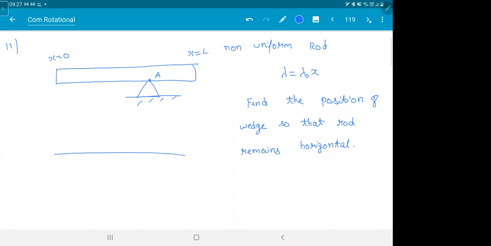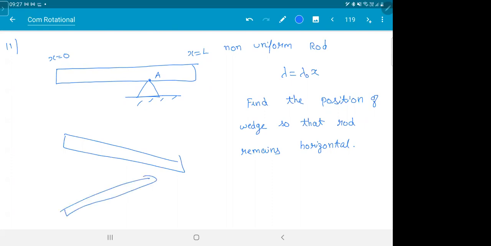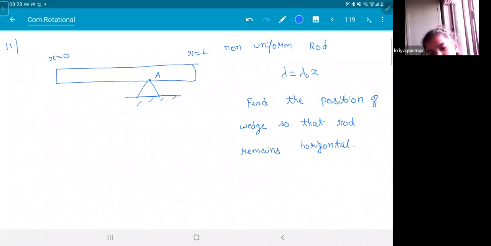Meaning, if you don't keep it at a proper place, it can become like this, or it can become like this. There is one place where it will remain horizontal, flat. What is that point? You have to tell me the x coordinate of A basically. Hope the question was clear. It's a non-uniform rod. If it's a uniform rod, you have to keep it at the center. Think about it 2 minutes. 2L/3. Yeah.